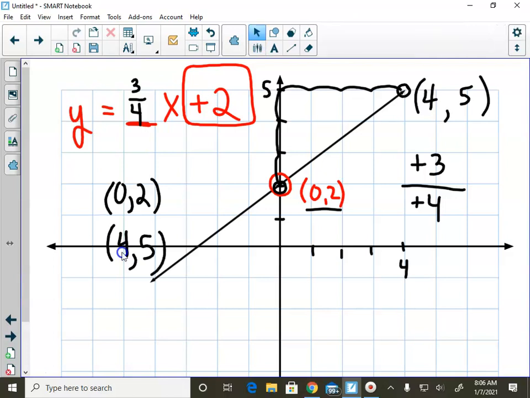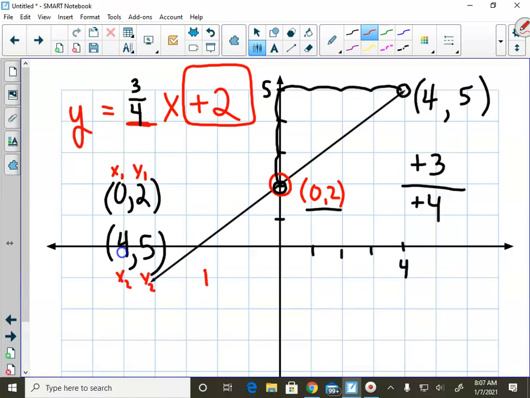And we'll label each one. So this is going to be your x1, y1. This would be your x2, y2. And remember, our slope is going to be y2 minus y1 over x2 minus x1.